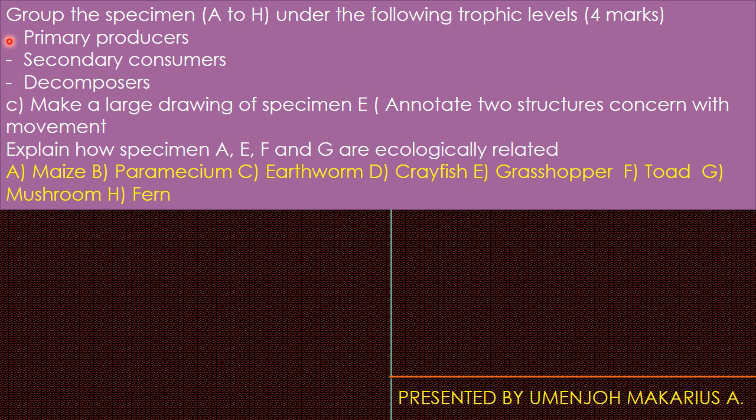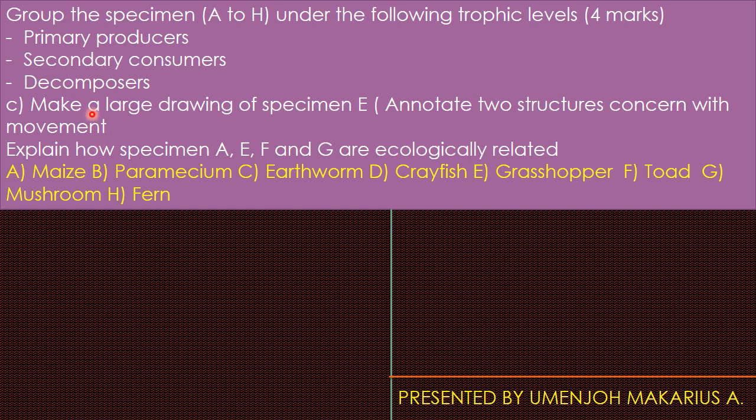Good friends, so as you can see, they are saying that we should group the specimens A to H under the following trophic levels. For 4 marks, the first one we have the primary producers, secondary consumers, then we have decomposers. Then they say make a full labelled drawing of E, and explain how specimens A and H are ecologically related. Alright, so these are the specimens that we have here already.